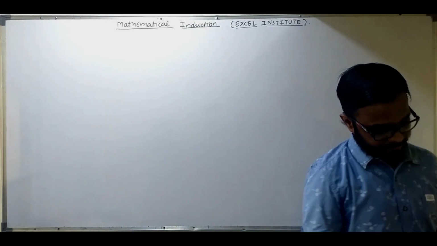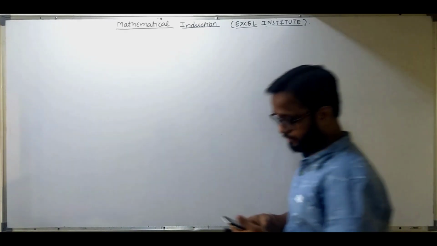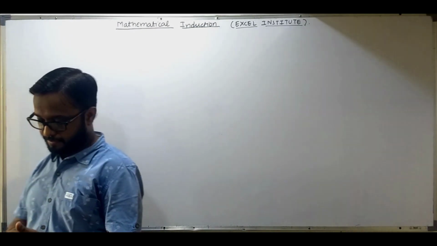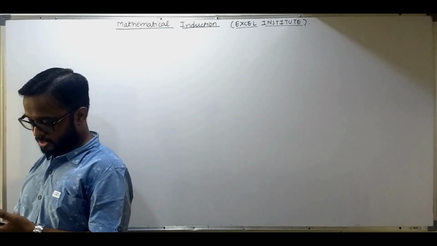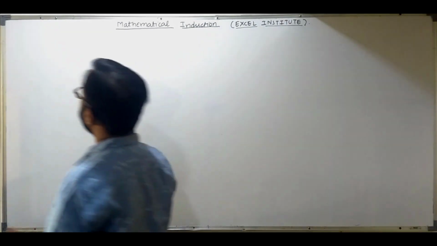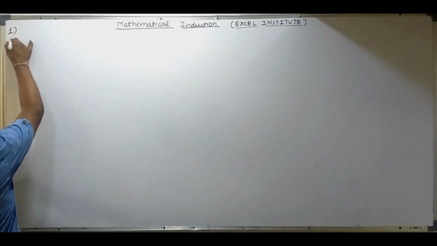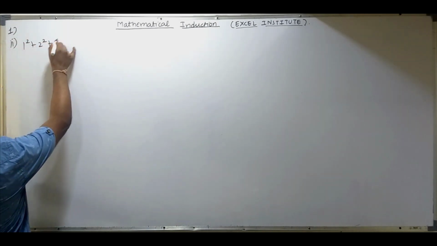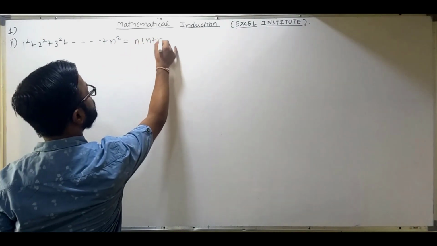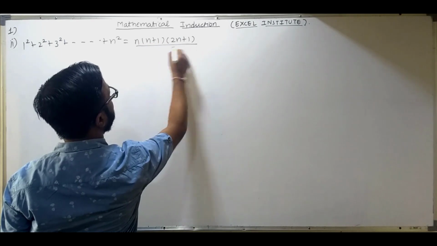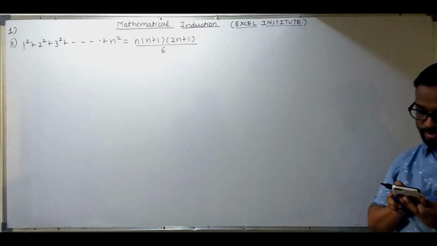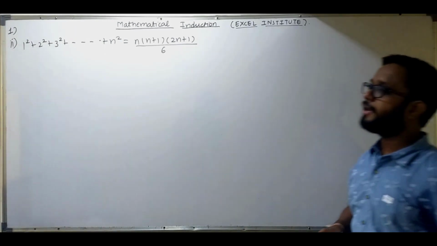Now the second question we'll do. This is the second sub-question of the first. 1 square plus 2 square plus 3 square up to n square is equal to n into n plus 1 into 2n plus 1 by 6. This we want to prove.